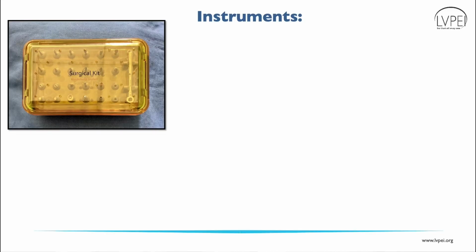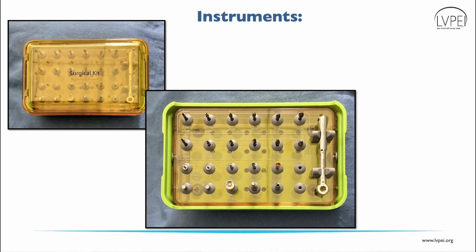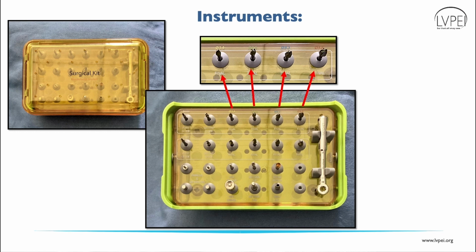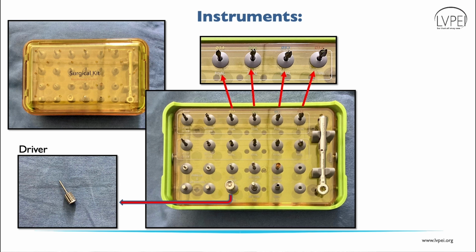The instrument box used in this procedure of step 1 includes a surgical kit. On opening, it contains pilot drills and sequential drills for various dimensions of osteotomy like 3.4, 3.8, 4.3 and 4.8 mm. There is also a driver and a ratchet.